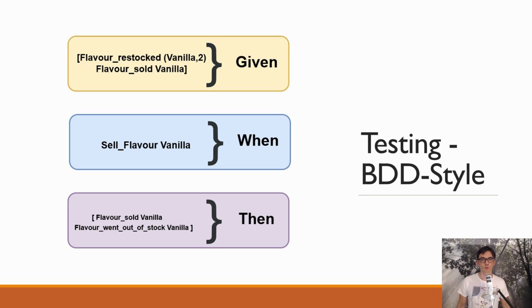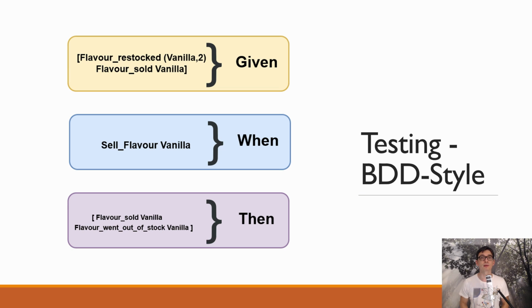So for example, we say that we have a list of 2 events as our precondition. So we say that the flavor was restocked for vanilla and it was restocked with 2 portions. And we have already sold 1 vanilla. When we actually sell flavor vanilla, we expect a specific outcome, which is in fact a list of 2 new events. The first one is that the flavor was sold and that the flavor vanilla went out of stock. And this is what we actually need to do in our program to test our behavior.